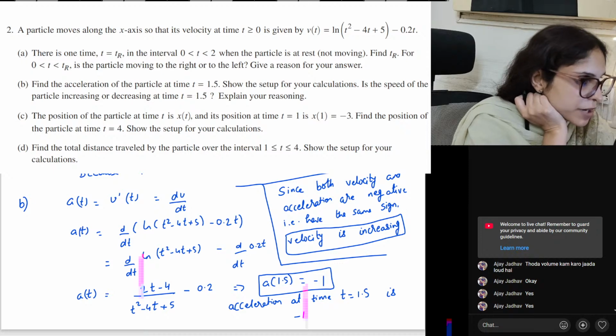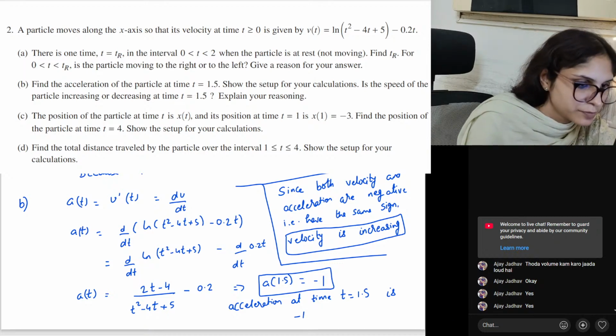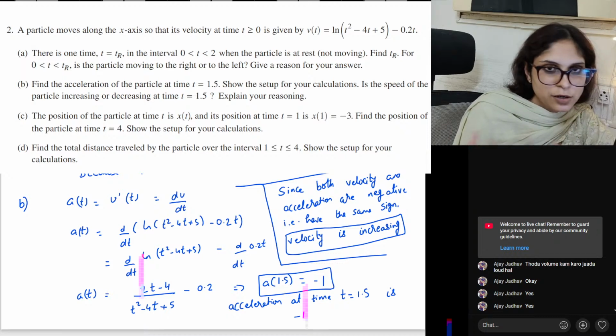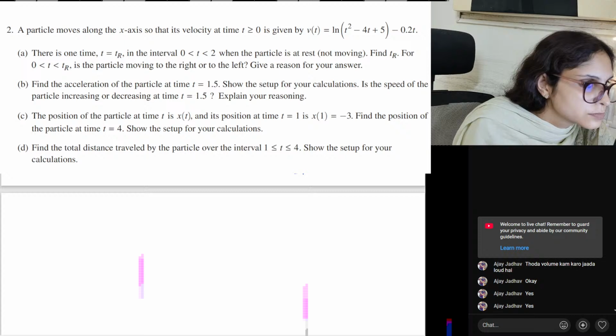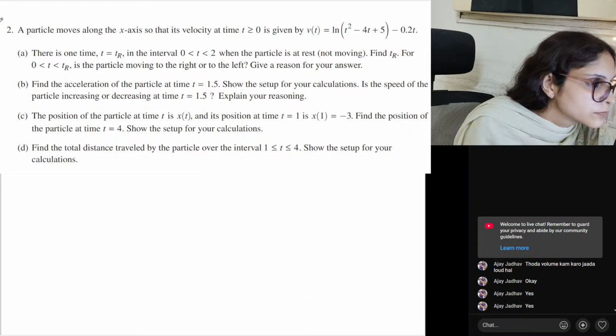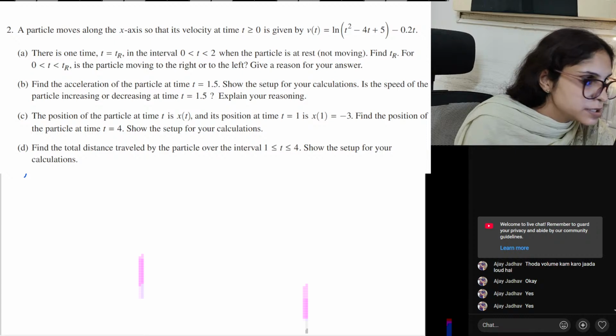Okay, now the C part is asking: the position of the particle at time t is x of t, and its position at time t equal to 1, x of 1, is equal to -3. Find the position of the particle at time t equal to 4. So position is the integral of velocity. X of 1 is given. So at t equal to 1, you have to find at t equal to 4.